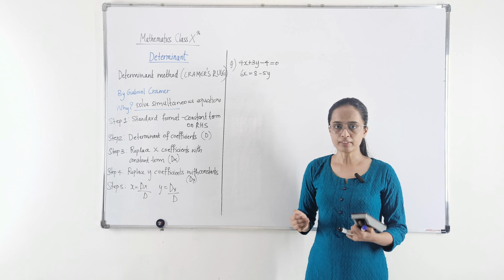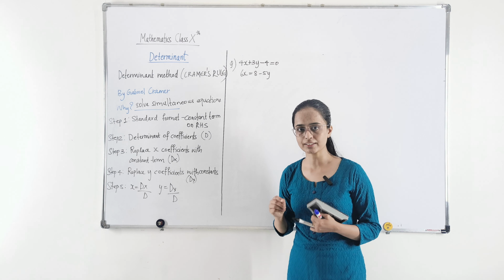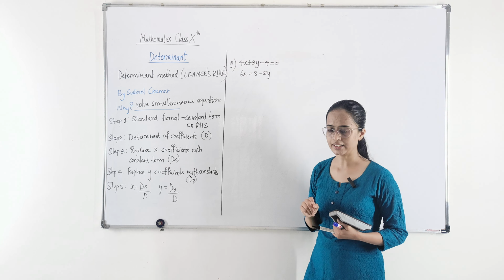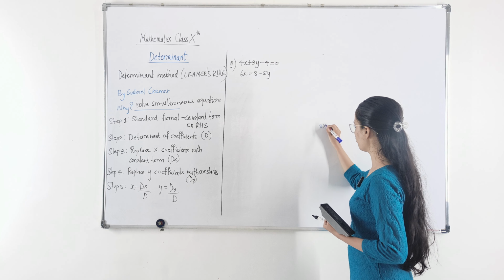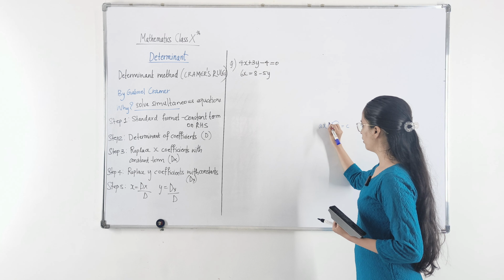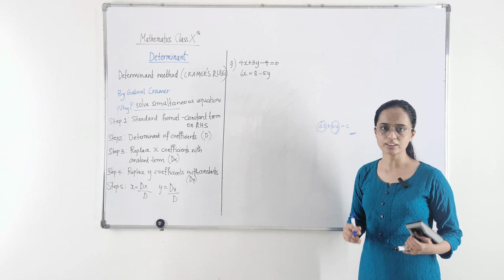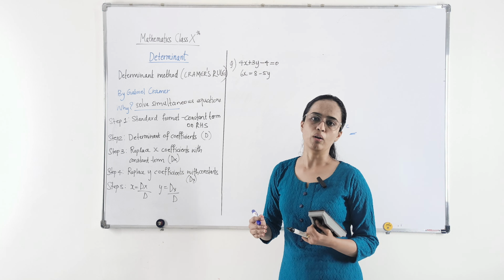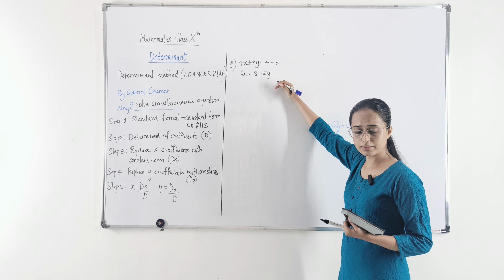As per step number one, standard format or constant term on the right hand side, meaning you have to observe the given equations and see whether they are in the standard format. Now, what do you mean by standard format? I have written over here, it means that constant term on the right hand side. We all know that any linear equation in two variables is of the form ax plus by equals c, where the coefficient terms are on the left hand side and the constant term is always on the right hand side. Constant term is the term that does not involve any variable along with it.